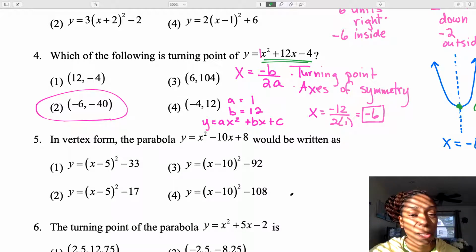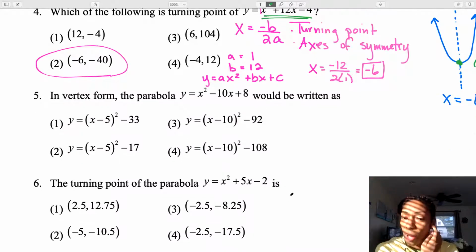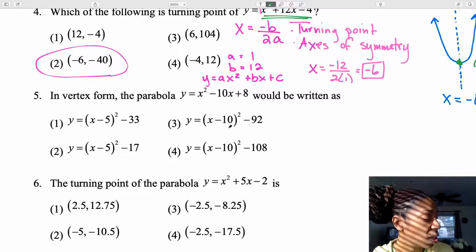Number 5, in vertex form, the parabola y equals x squared minus 10x plus 8 would be written as, okay, so to write this equation in vertex form, we can complete the square. Vertex form always has a binomial being squared, okay? And that represents the horizontal shift of the parabola. So let's complete the square and rewrite this equation in vertex form.